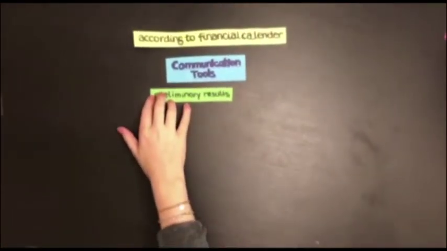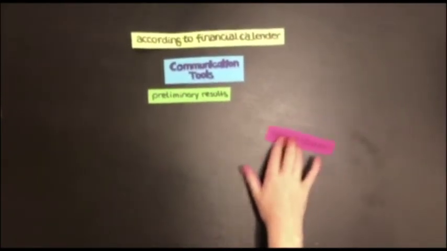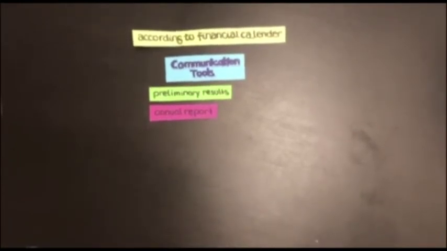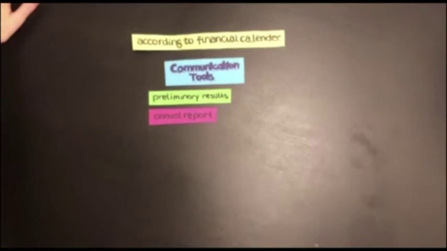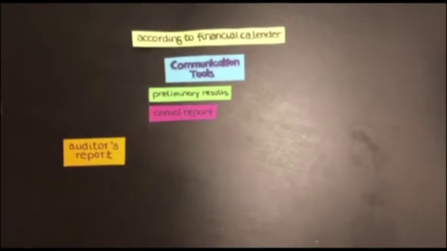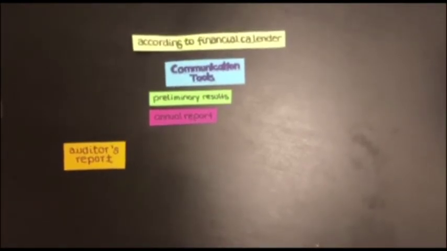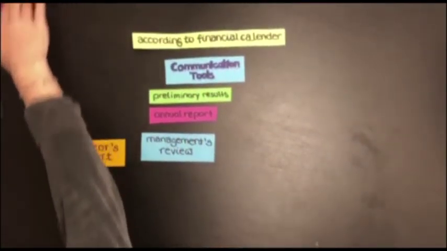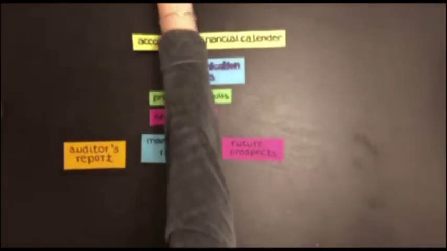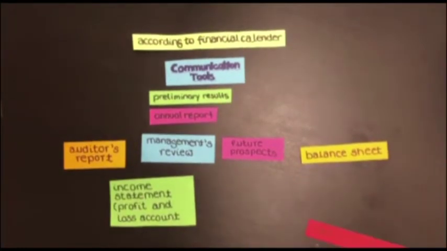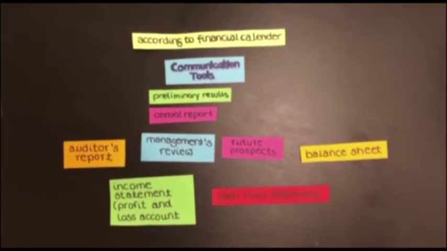So first, the preliminary results. This is a shortened version of the annual report. The annual report, also called annual accounts, is a presentation of a firm's audited accounts for the preceding year as required in corporate legislation. In addition to the auditor's report, an annual report commonly includes management's review of the operations of the firm and its future prospects. Also the balance sheet, the income statement with the profit and loss account, the cash flow statement, and other supporting documents.